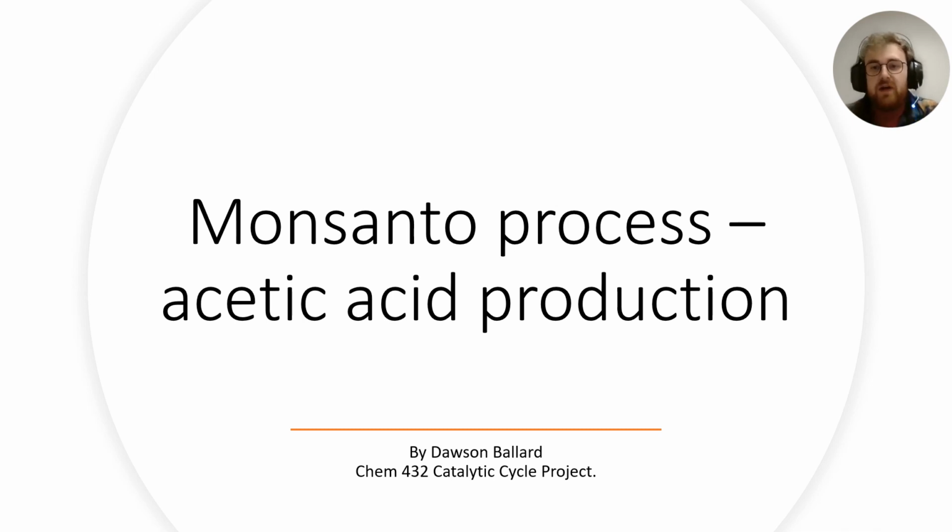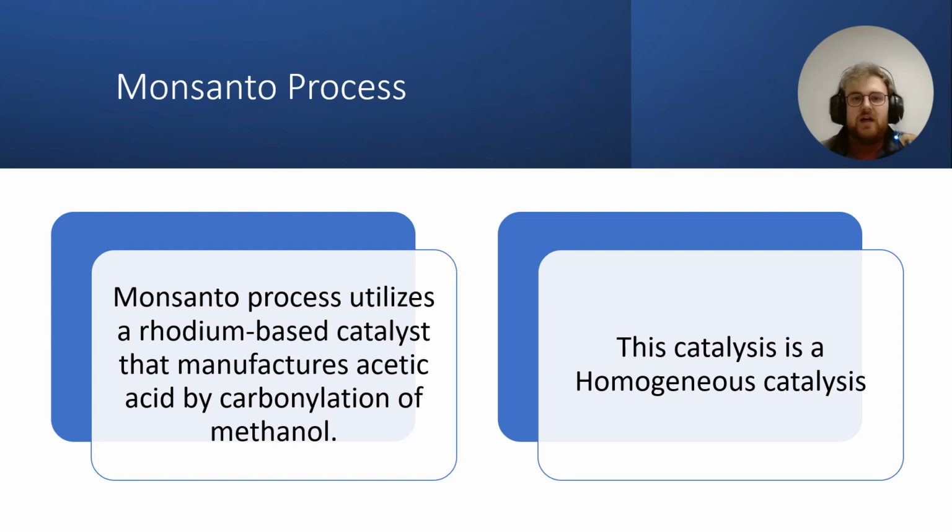Today I'm going to be talking about the Monsanto process and the production of acetic acid. So we're getting right into it. A brief introduction. The Monsanto process utilizes a rhodium-based catalyst that manufactures acetic acid by the carbonylation of methanol. Also, the catalyst is a homogeneous catalyst, meaning that the catalyst is in the reaction medium and is in the same phase as the reaction medium.